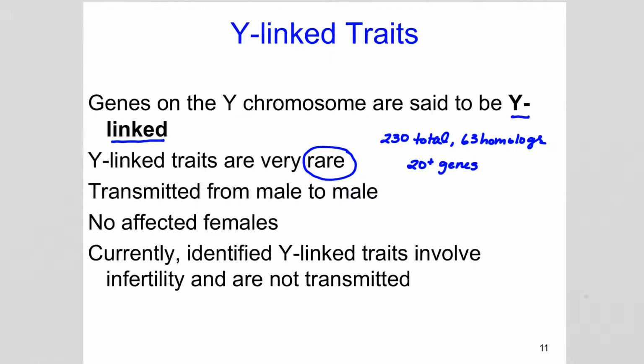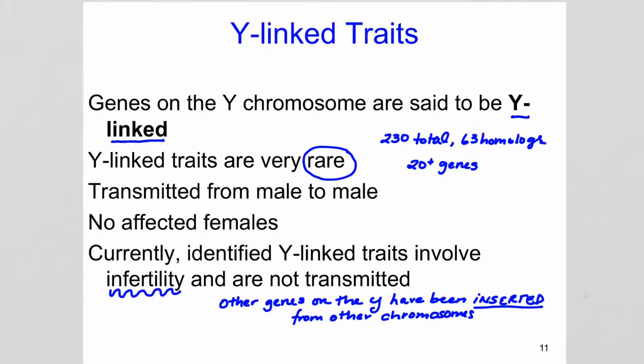They are also transmitted only from males to males. So a father is going to pass it on to his son if he has a mutation, but not to his daughters. And that's because he's only passing on the Y chromosome to his sons. So we don't see affected females when we're looking at pedigrees related to Y-linked traits.